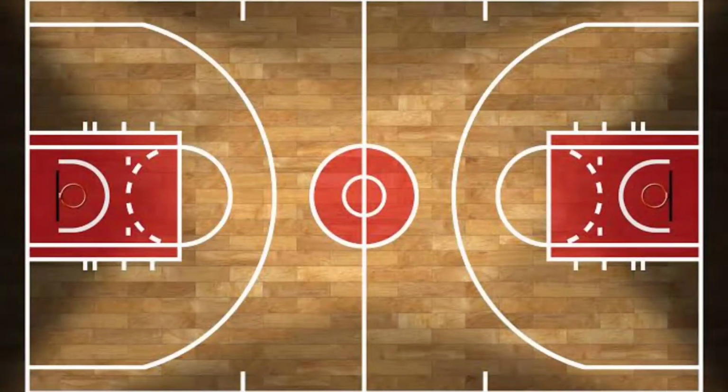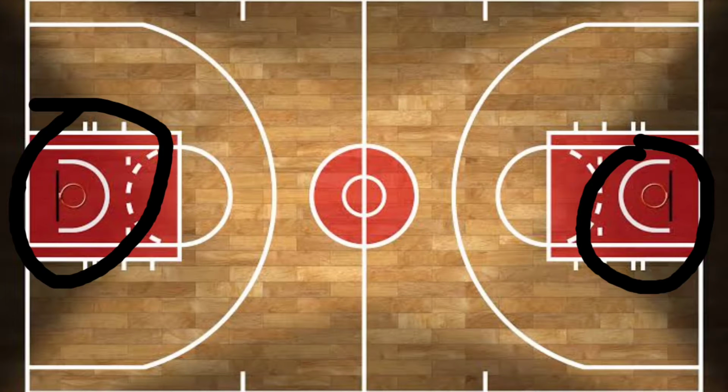two teams of 5 players each try to score by shooting or dunking the ball through a hoop that is elevated 10 feet above the ground. The game is played on a rectangular floor that is called the court, and there's a hoop at each side of it. The court is divided into two main sections by the mid-court line.